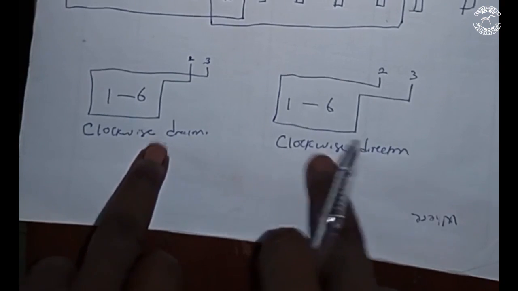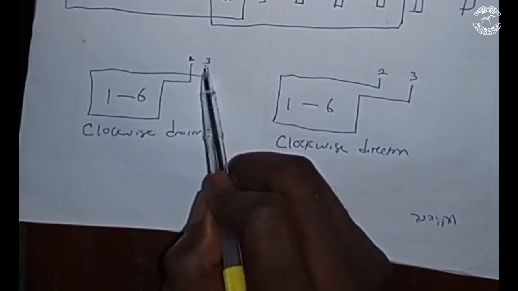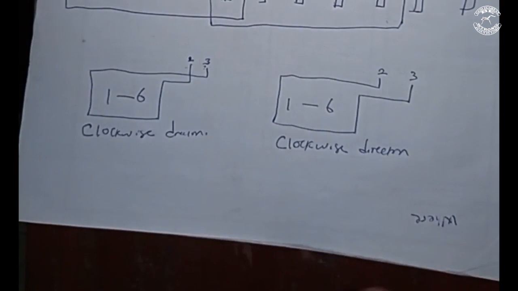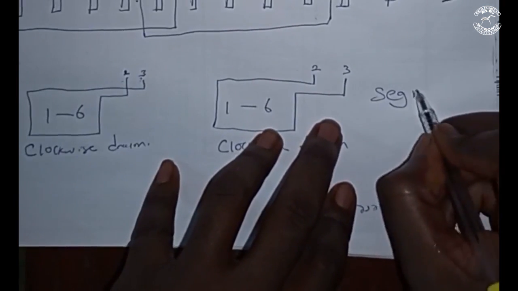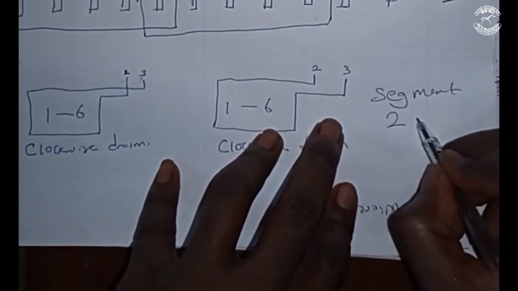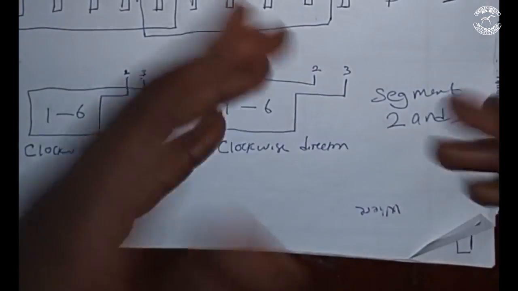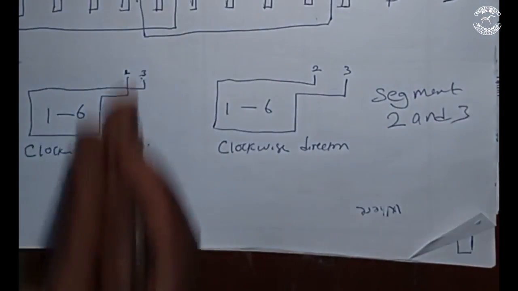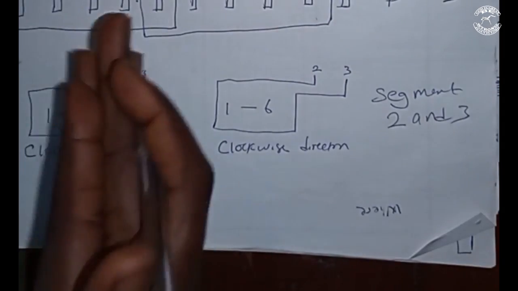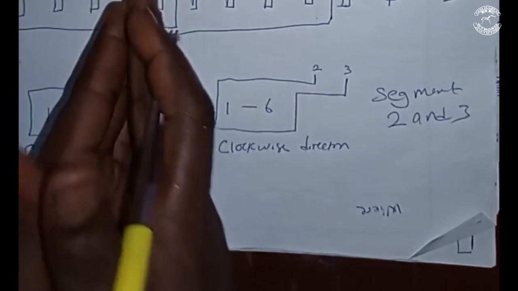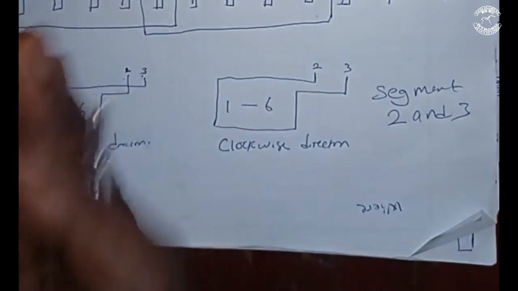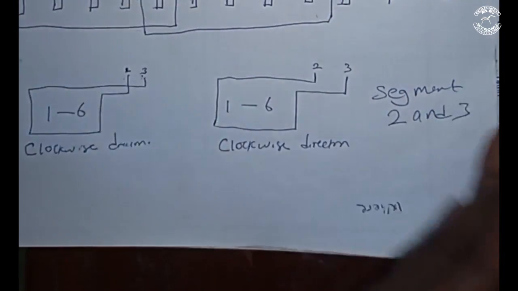In clockwise direction, you always choose the second and third segment. That's what is most important. Segments 2 and 3, or you can say second and third segments from the slot. So when going clockwise, make sure you choose the second and third segment of the slot. Either you start from second and end at the third, or you start from third and end at the second, going forward one time and backwards another.